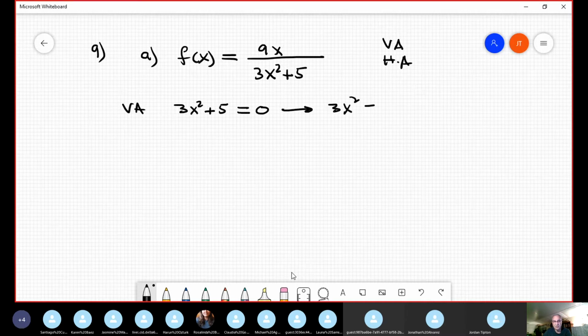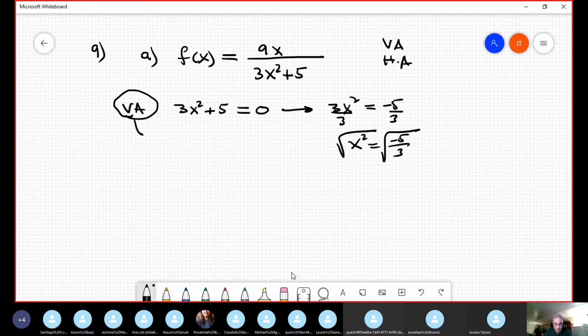3x squared equal negative 5, divided by 3. X squared equal minus 5 over 3. When you apply the square root to both sides, the square root of a negative quantity is imaginary. Therefore, I repeat several times, when you try to find something, we have no real solutions. We have imaginary or complex, so they do not exist. The conclusion is the vertical asymptote you try to find does not exist because it's imaginary.